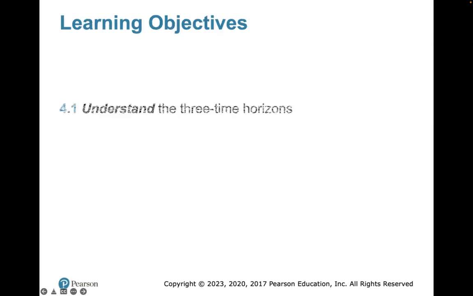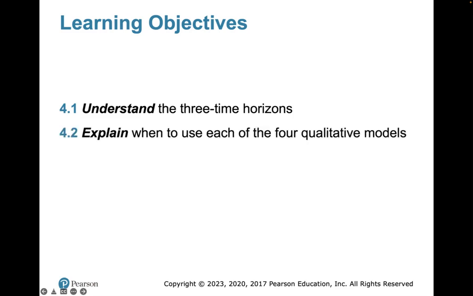Before we get into the types of forecasting, first we will categorize different time horizons. So there are 3 time horizons we will discuss. And then this video will focus specifically on qualitative forecasting. There are 4 models that we will discuss.